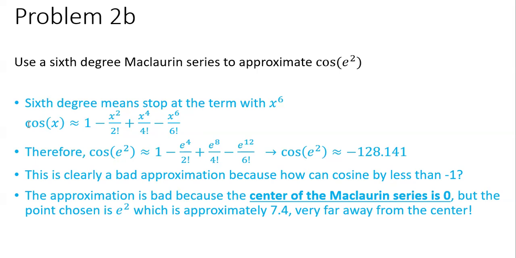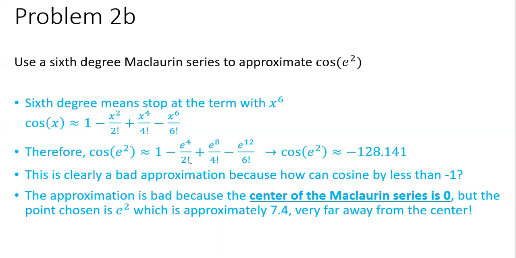If we start with cosine x, which is this right here, and we're trying to approximate cosine of e squared, cosine x to the 6th degree is this. We plug in x as e squared, so we get this. Hopefully this is more clear now if that didn't click before as I was explaining. So my bad, that was not clear. Here it is now.